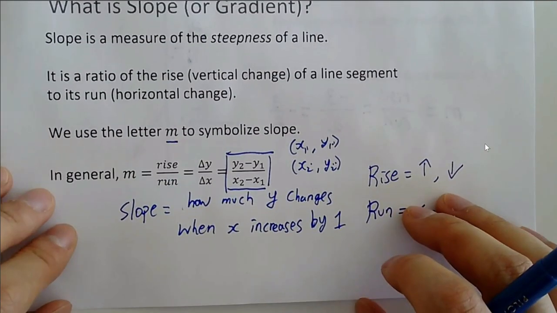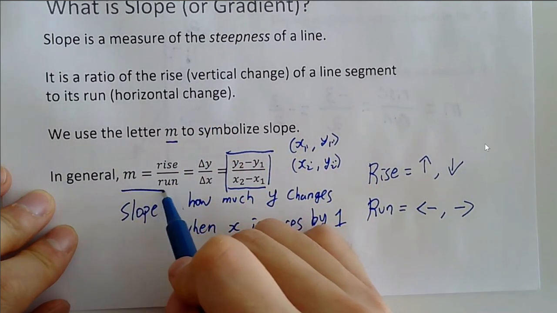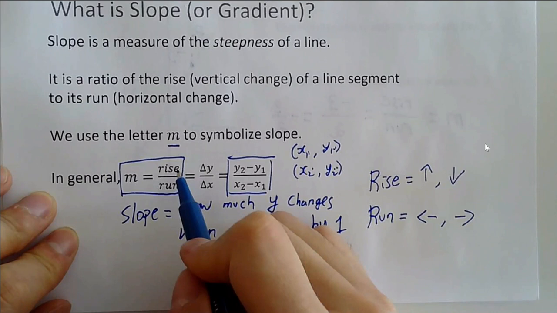So to summarize, the key phrase for today that I want you to remember is that the slope is just simply rise over run.